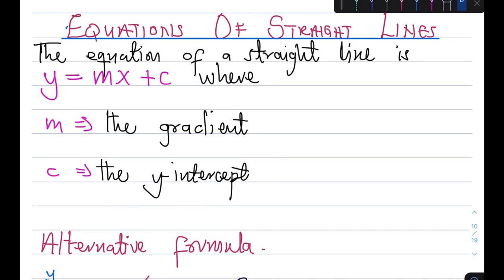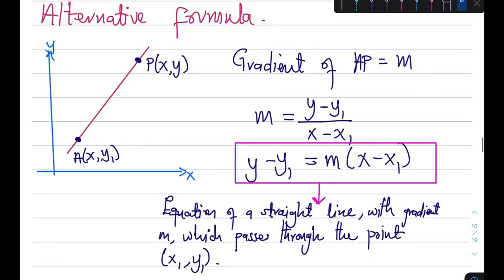Now, there's another way of writing an equation of a line. This is what I call the alternative formula, okay? Let's say that you have 2 points, point A with coordinates x1, y1, and point P with coordinates x, y. Now, the gradient of the line segment AP would be called m in this case. So if we are finding the gradient, then we can write y minus y1 over x minus x1, like we have written here, and that is the gradient called m.